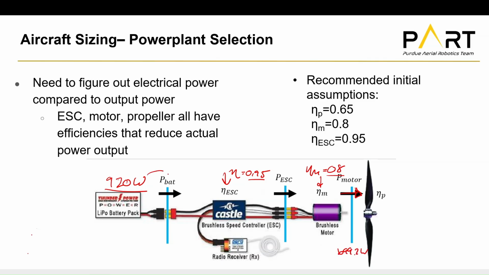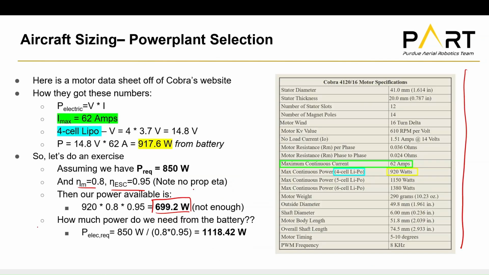So we started at our 920 watts here, right? 920 watts coming out. Hits our ESC, reduces some of that wattage. Hits our motor, reduces even more. And by the time we hit our propeller, we're at 699.2 watts. Now, note we don't use the propeller efficiency in these calculations, right? This is actually already baked into our constraint diagram. So what we're looking for is power out of the motor, okay?